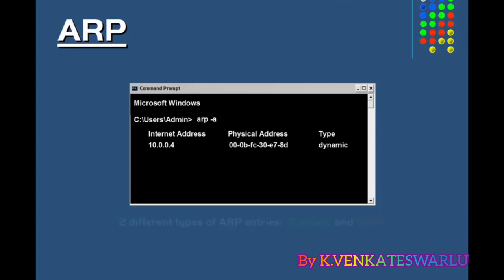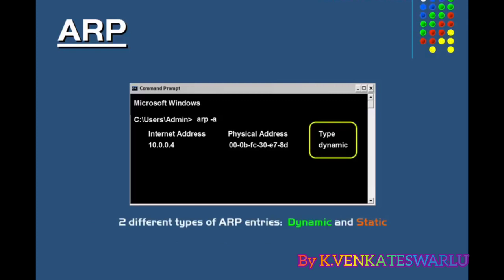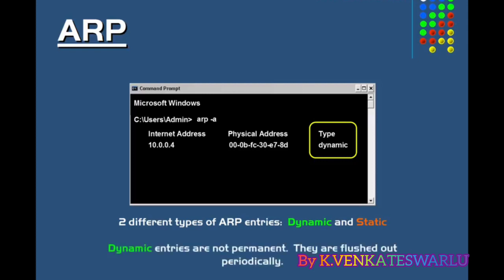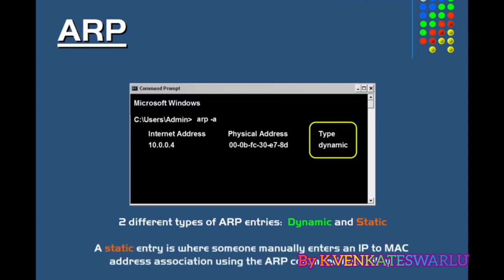And there are also two different types of ARP entries, dynamic and static. A dynamic entry is created automatically when a device sends out a broadcast message out on the network requesting a MAC address, just like in the example we just did. Dynamic entries are not permanent. They are flushed out periodically so that the cache doesn't get filled up with too many entries that are not being used.